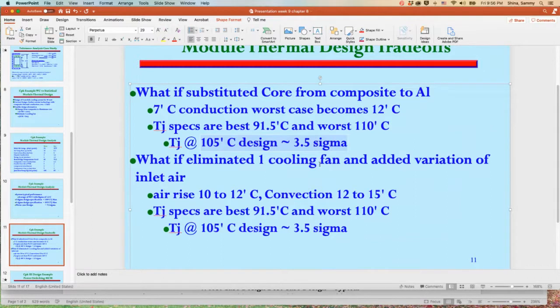Same story if we eliminate the cooling fan. So essentially, we can begin to understand what options we have. We're not going to do any changing. We just wanted to know what options we have if we wanted to drop from a very worst case design analysis of 7.5 sigma. Can we drop it to something smaller than that, and we can get 3.5 sigma?